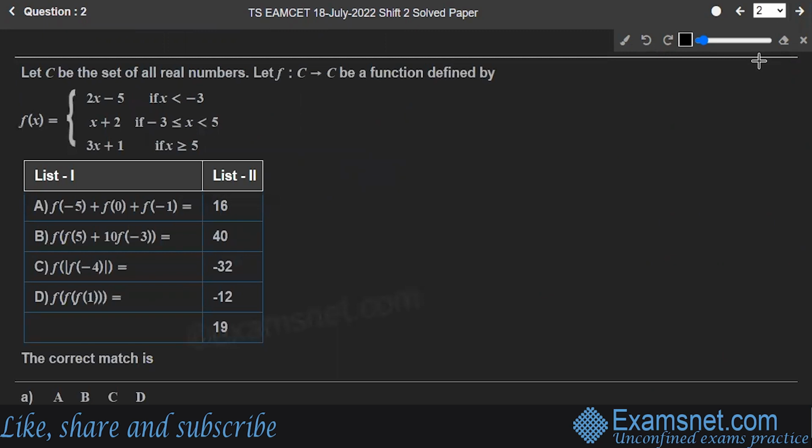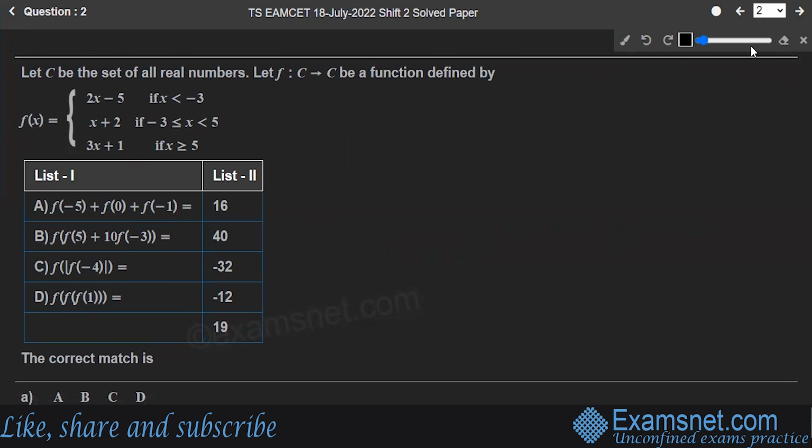Now let's see with the set of all real numbers. Let f be a function from real numbers to real numbers, defined by these criteria. f(x) is equal to 2x minus 5 if x is less than minus 3, x plus 2 if x ranges from minus 3 to 5, and if x is greater than or equal to 5, f(x) is given by 3x plus 1. You have to match them.